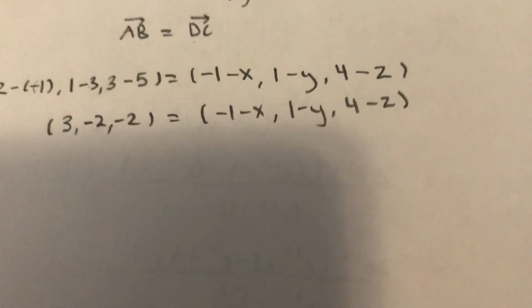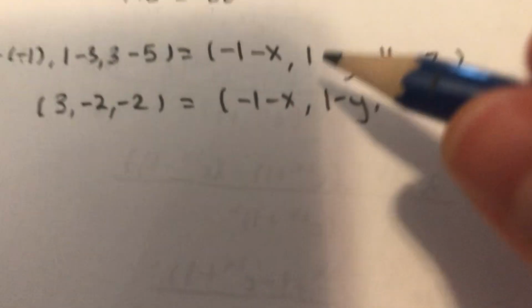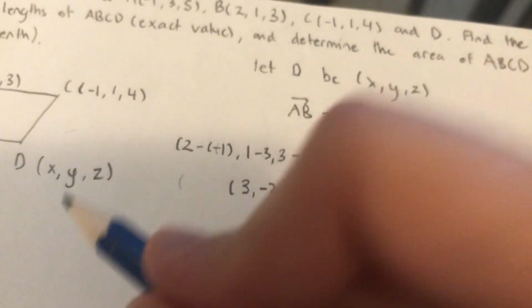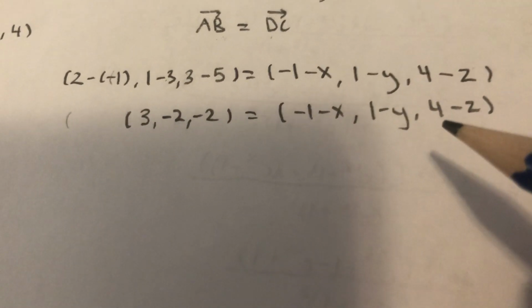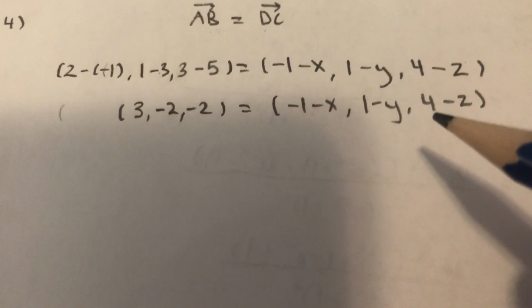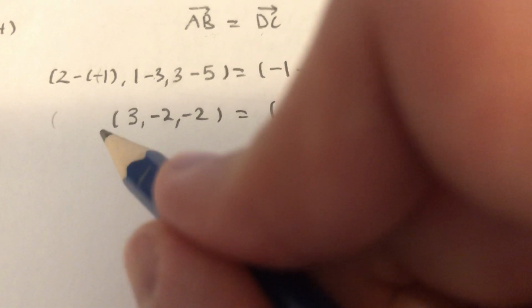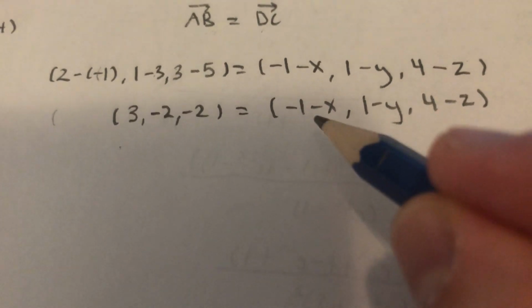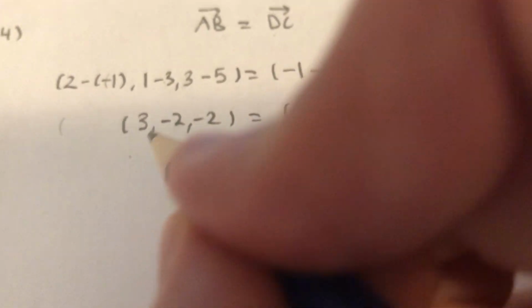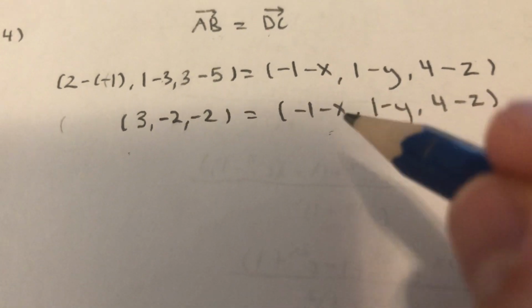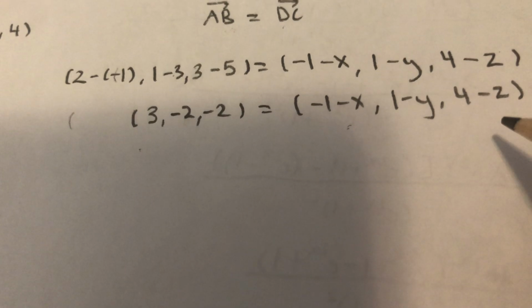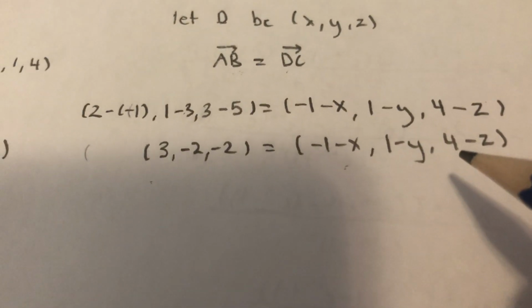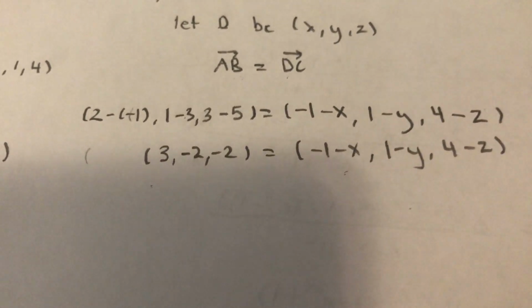And basically, remember, we're trying to solve for the values of D, which is x, y, and z. And since this is an equation, essentially what we want to do is set the x value of the first vector AB equal to the x value of vector DC. Same thing for the y values and the z values. And by doing that, we can solve for x, y, and z.